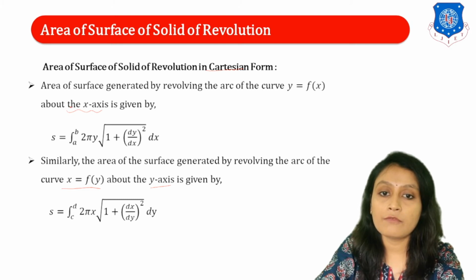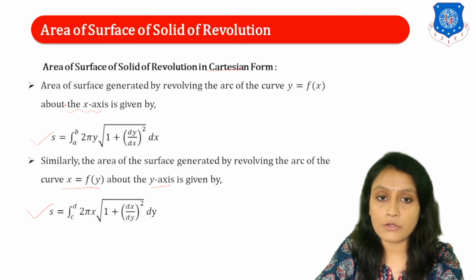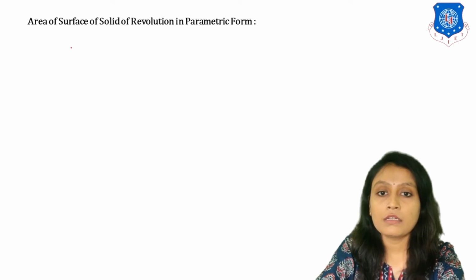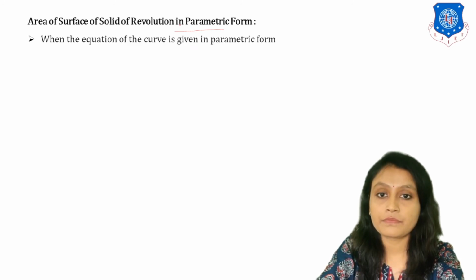So whenever we are revolving around the x-axis, you have to use this formula, and when revolving around the y-axis, we will use this formula to find the area of the surface of solid of revolution. Now, the area of surface of solid of revolution in parametric form.